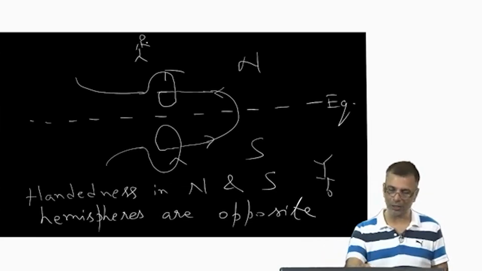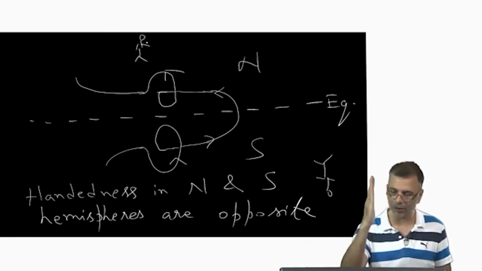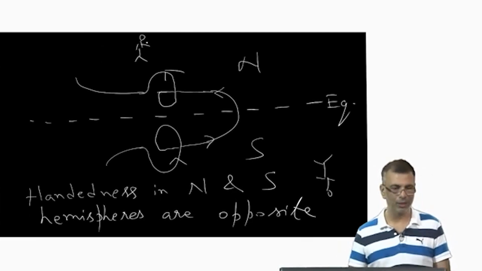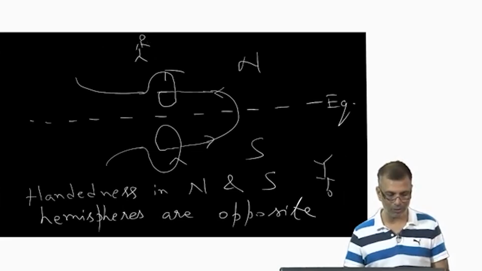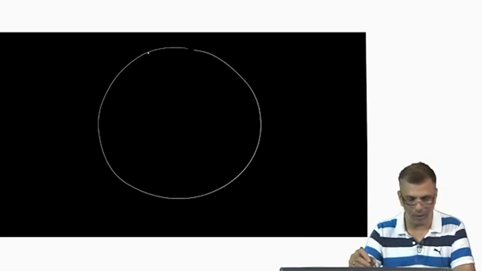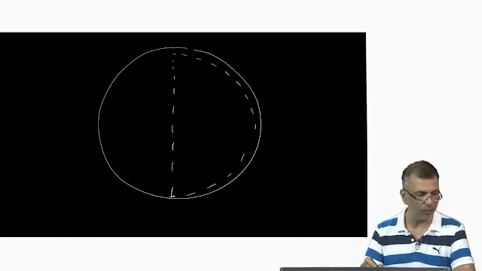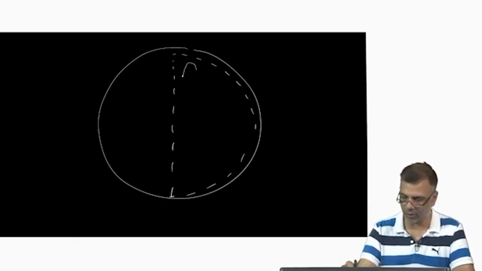Now what happens? These rolls are in the meridional plane that is perpendicular to the plane of the screen. So let us now look at the meridional plane, and let me draw the thing again. In the meridional plane, what I have is several little rolls like this, and the sense of the roll is like this.